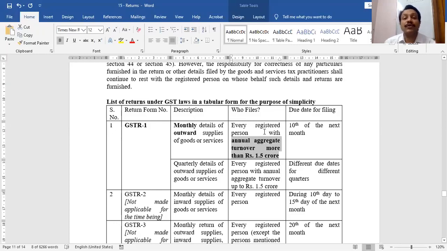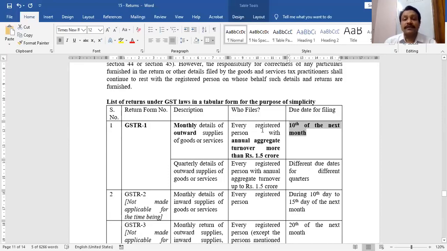Then what is the due date of furnishing GSTR1? It is the 10th of next month. If my turnover exceeds 1.5 crore rupees and suppose I want to furnish the information of outward supplies which took place in February 2020, then the last date of furnishing my GSTR1 is 10th March 2020, the 10th of next month. I hope it is clear.